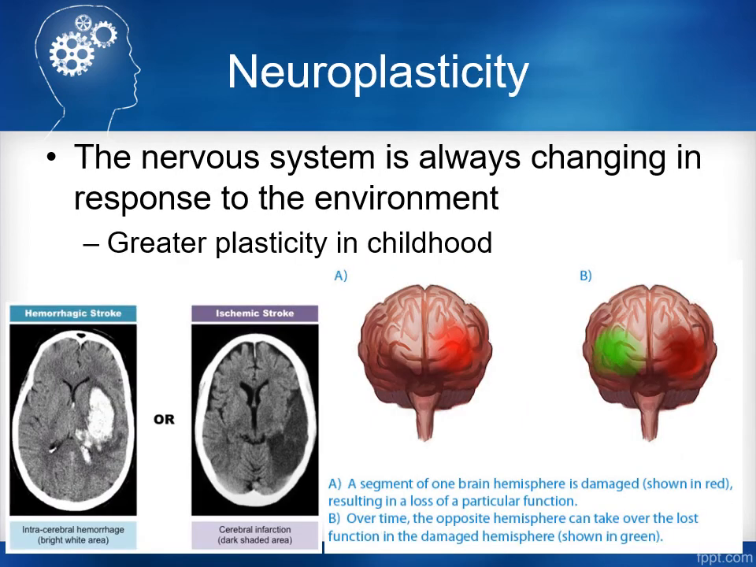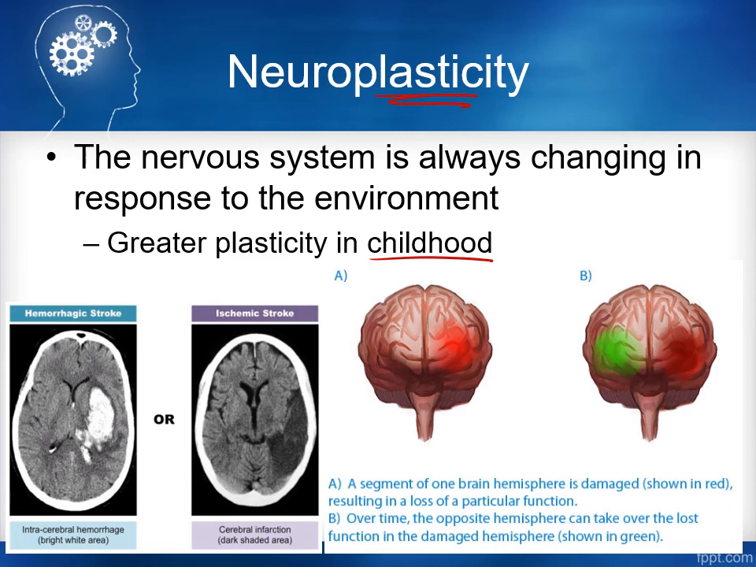All right, so neuroplasticity. Plastic means that it's moldable, it is changeable, it is not static. And so the nervous system is actually always changing in response to the environment. Childhood, we definitely have greater plasticity. You guys learn so much more quickly than I do now because I've got old lady brain and I can still learn things, but it's way harder. My brain is just not as plastic as yours.